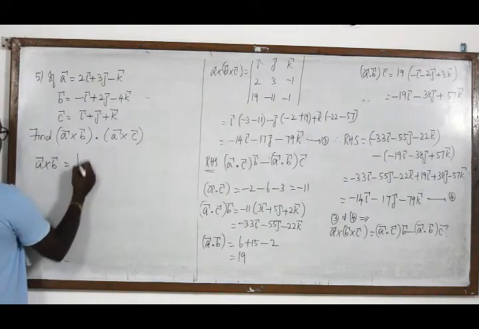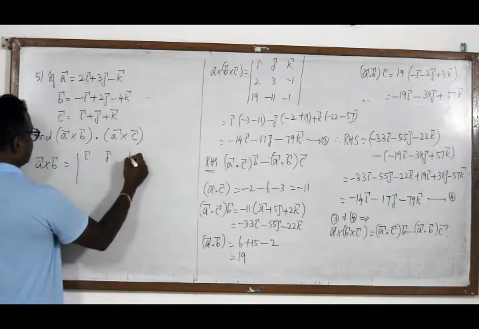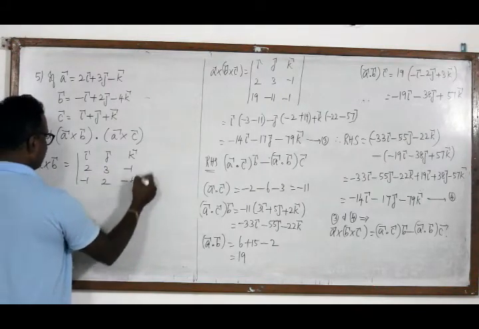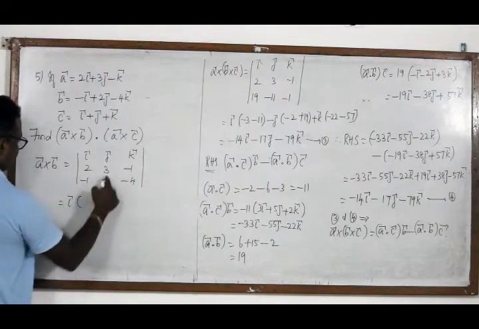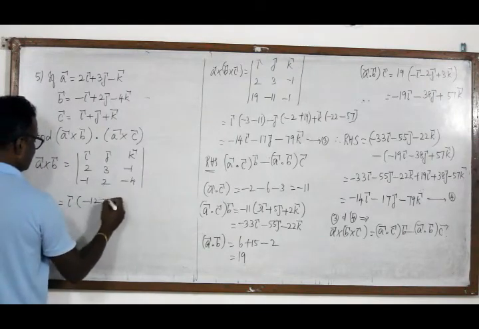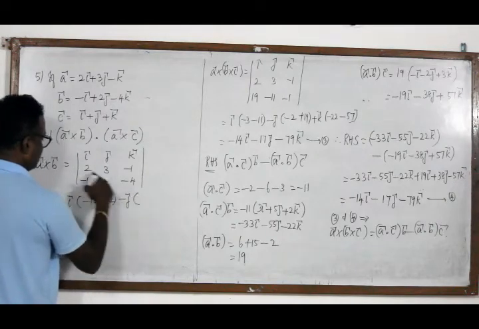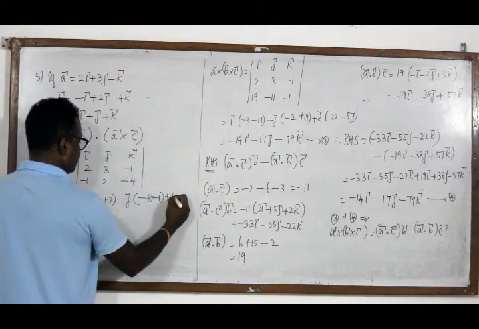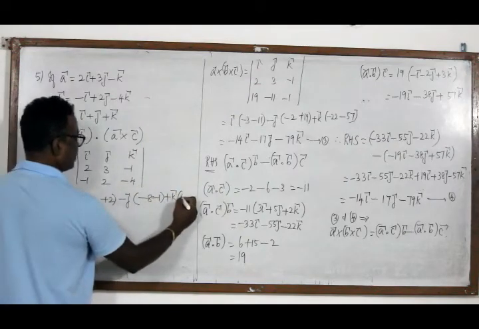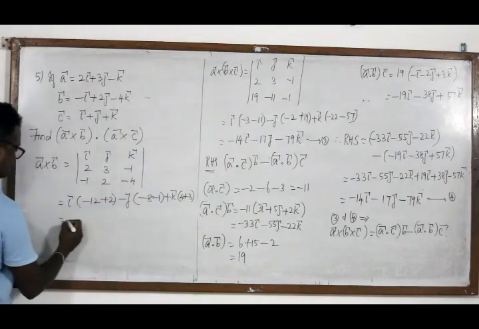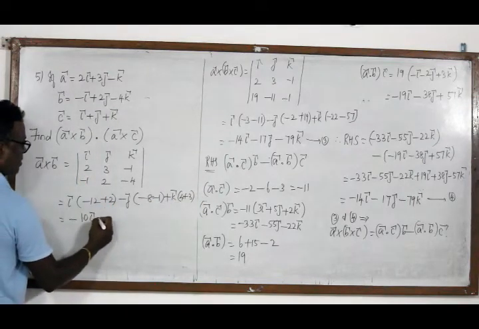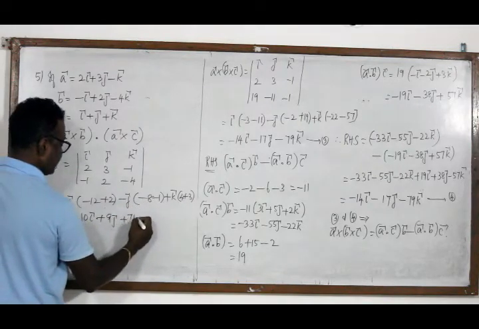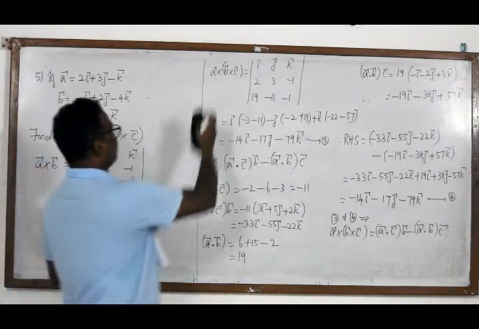So I can go for determinant method, i j k, 2, 3, minus 1, minus 1, 2, minus 4. It is i into minus 12, minus 2 means minus 10, minus j into minus 8, plus 1 means minus 7, so plus 7j, plus k into 4 plus 3. So the answer is minus 10i plus 9j, 4 plus 3 is 7k. This is A cross B.